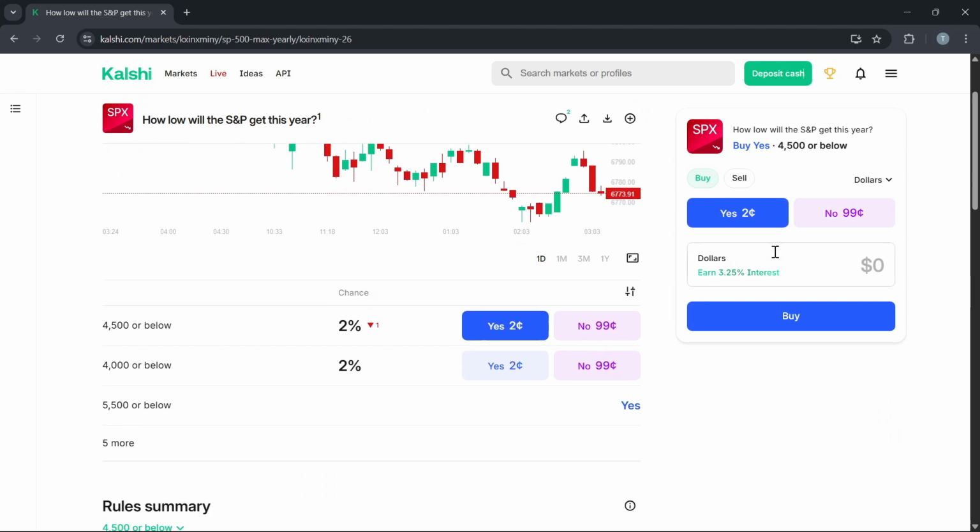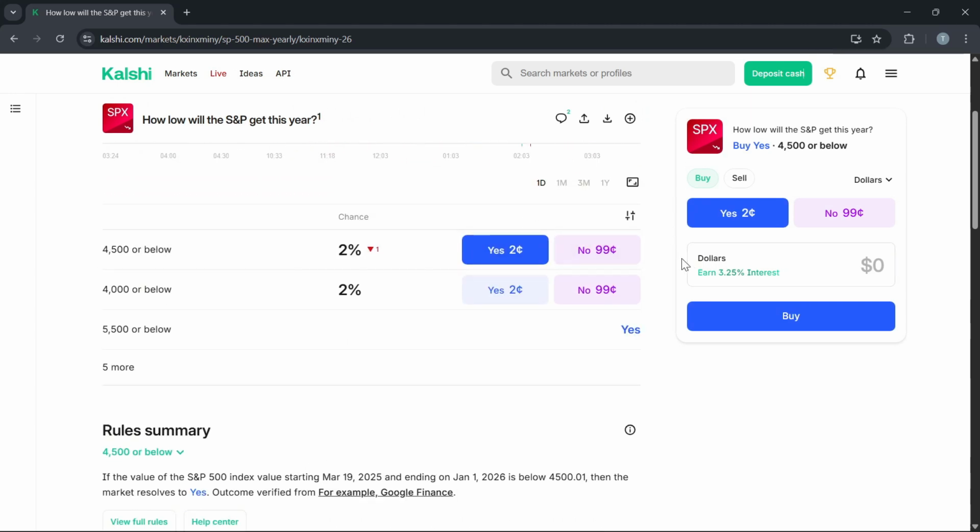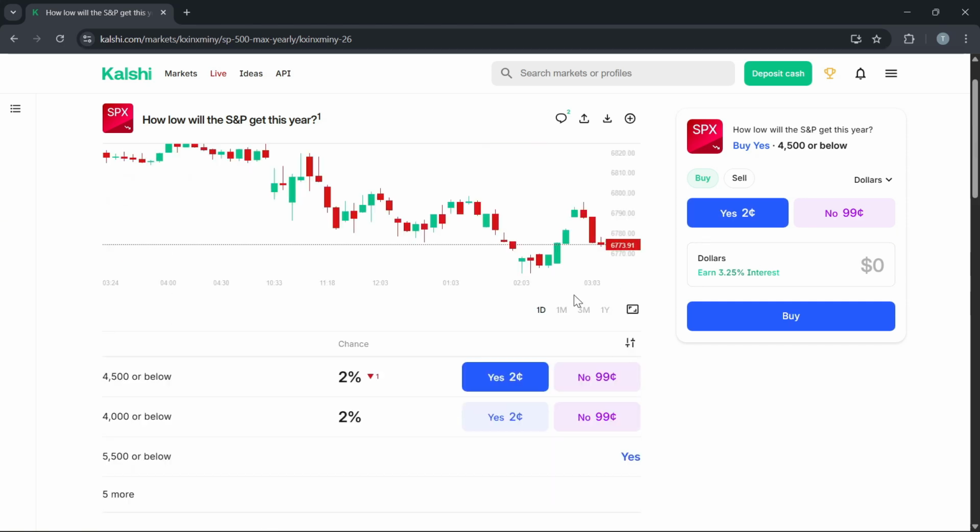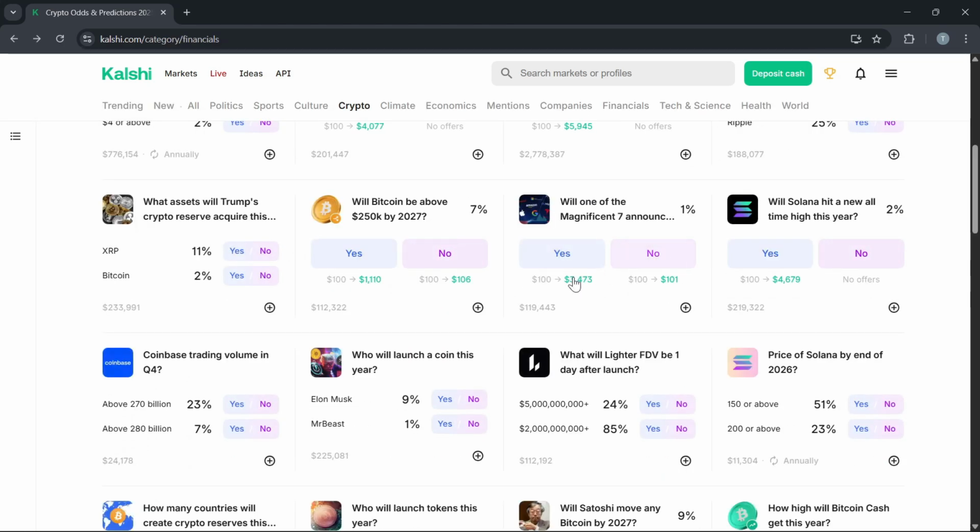Step 6. Monitor or exit your position. You can hold your position until the event ends or sell early if the price moves in your favor. Your profit or loss updates in real time.